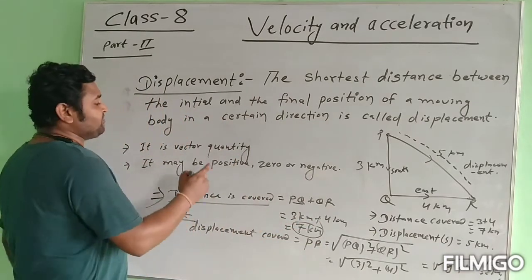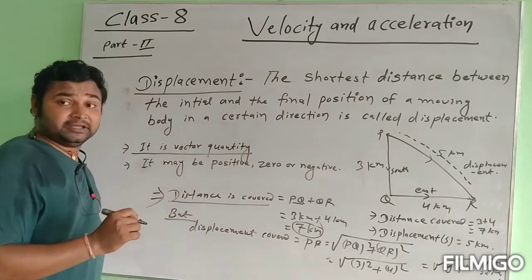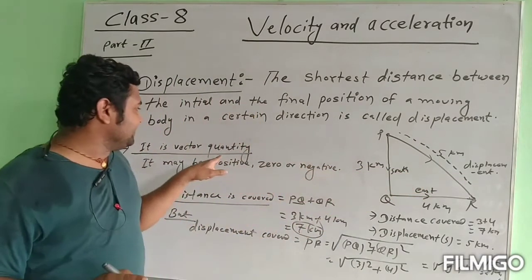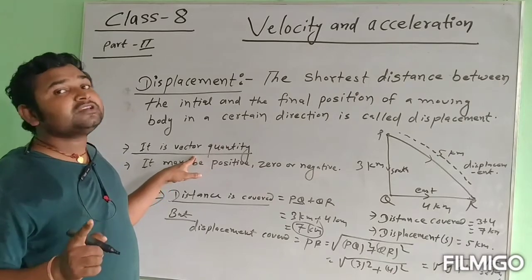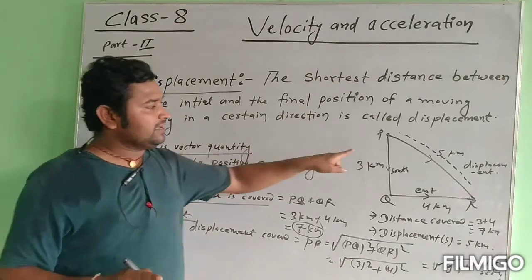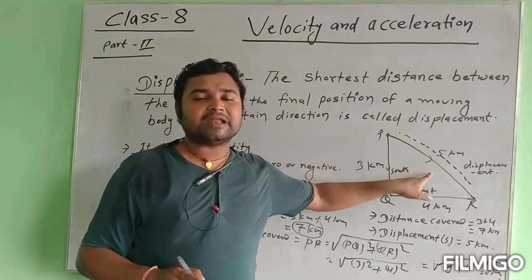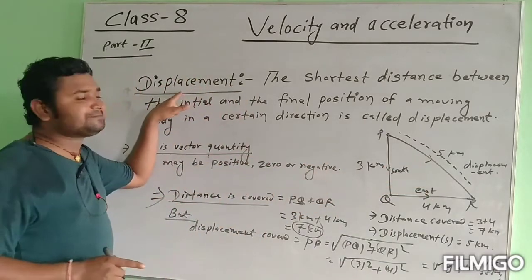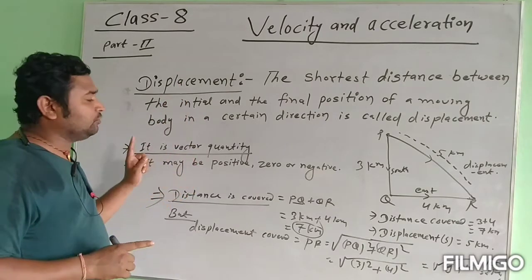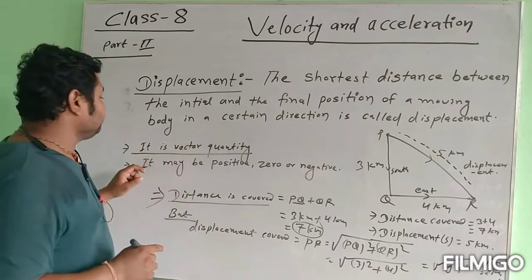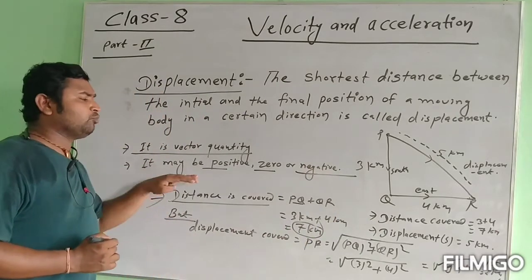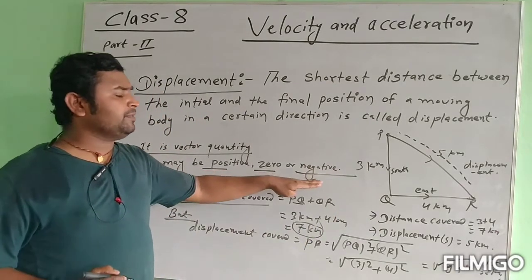7 km. So it is a vector quantity because it has some sort of direction with its magnitude. What is a vector quantity? Those quantities which have both magnitude and direction are called vector quantities. So here we have seen that it has a magnitude and also some direction. So displacement is called what? Vector quantity. Why is displacement called a vector quantity? Because it has both magnitude and direction too. Now it may be positive, it may be 0 or it may be negative.